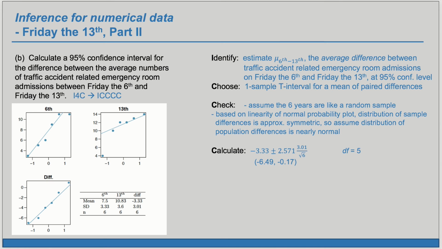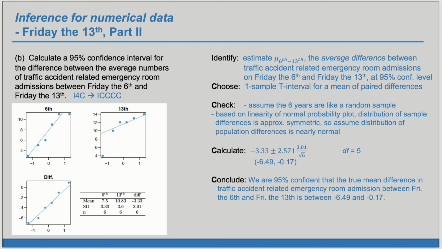And now we're ready for our conclusion. We're 95% confident that the true parameter of interest is between this lower and upper bound. So we're saying that we're 95% confident that the true mean difference in traffic accident-related emergency room admissions between Friday the 6th and Friday the 13th is between negative 6.49 and negative 0.17.